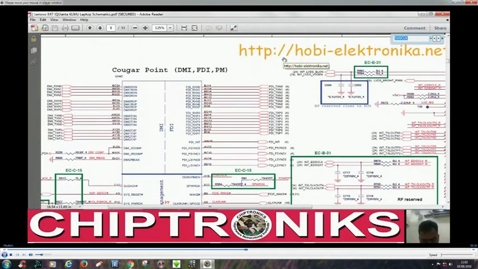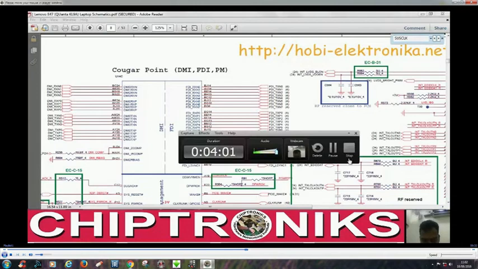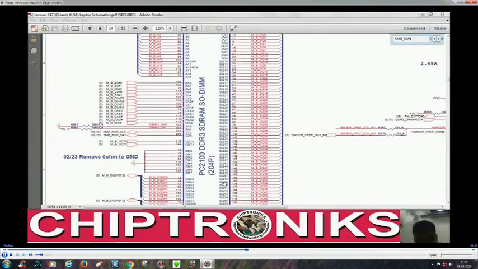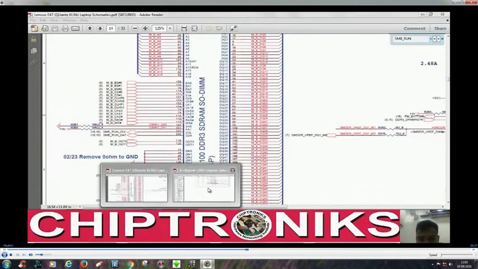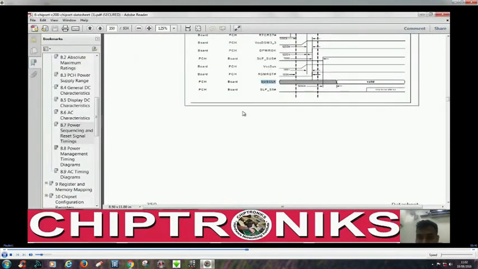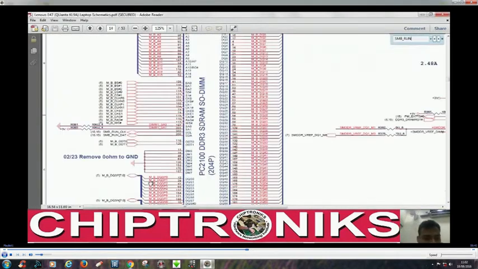For RAM refresh, this SUS clock is needed. The SUS clock is very important because it provides the clock for the RAM refresh, and pin number 202 of DDR3 RAM is a very important testing pin.